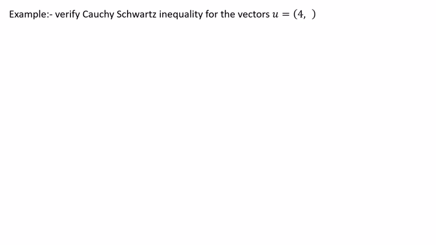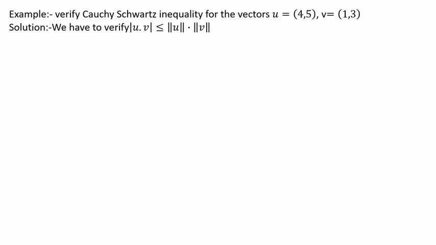So in the next example, we'll prove or verify whether the vectors really satisfy the Cauchy Schwartz inequality. Examples of this type will be asked in the examination. Verify Cauchy Schwartz inequality for the vectors, suppose u is equal to (3, 4, 5) and v is equal to (1, 3). Now to verify Cauchy Schwartz inequality means you have to put the values of u and v in the inequality and prove that left hand side is equal to right hand side, or left hand side is less than or equal to right hand side.